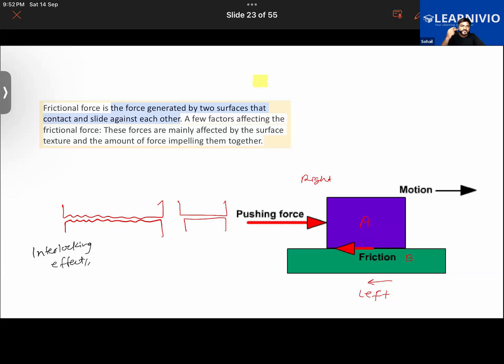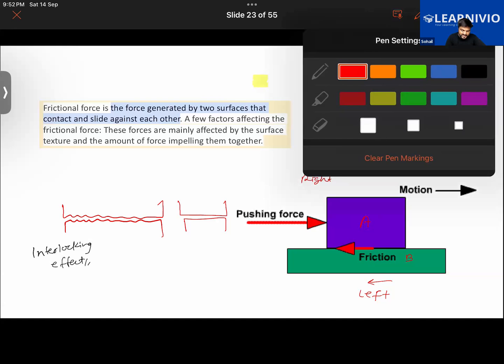So friction will always be opposing the movement of the body. It always opposes the movement of the body and acts in a direction opposite to the applied force and to the motion of the body. There are different factors that affect it.